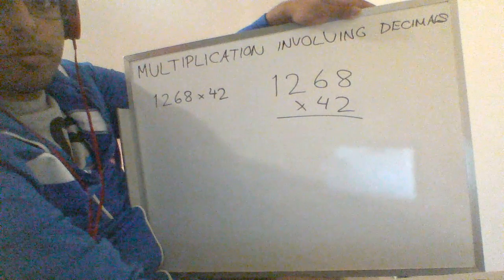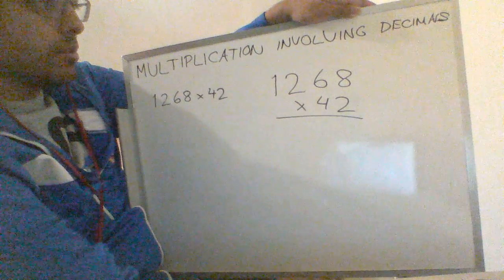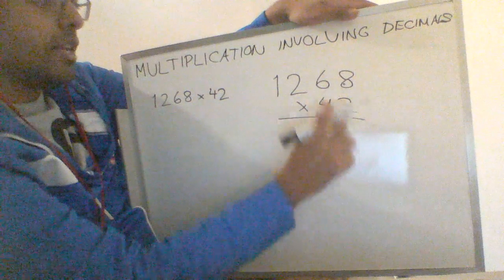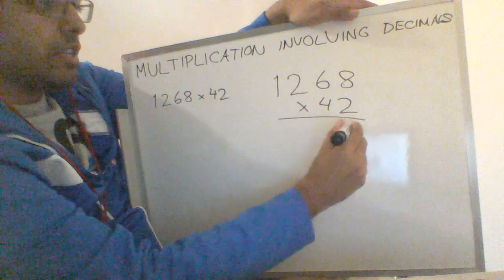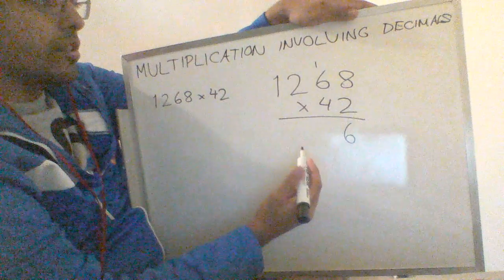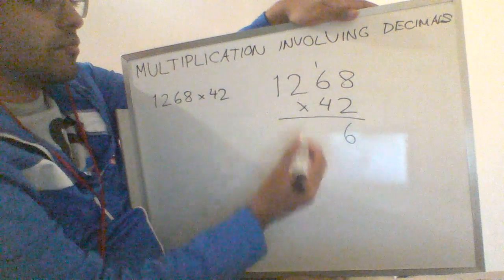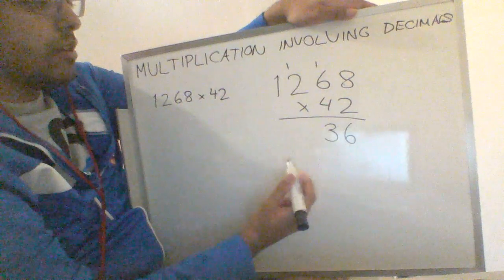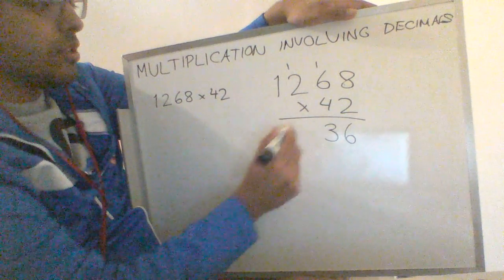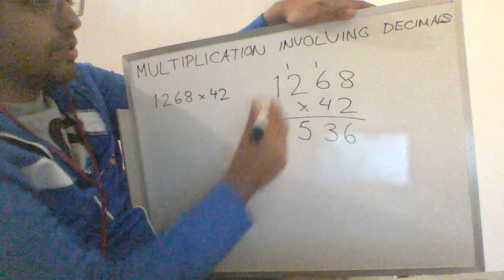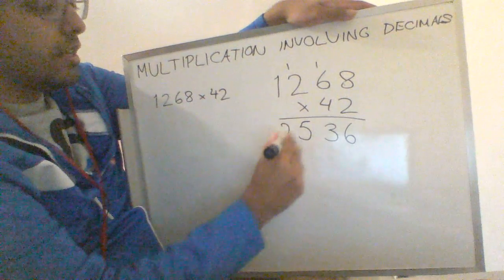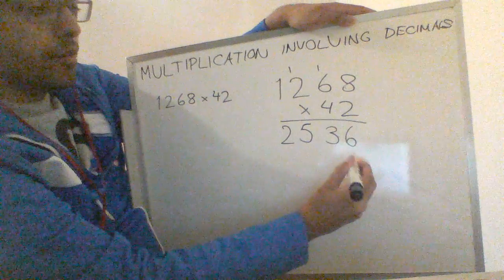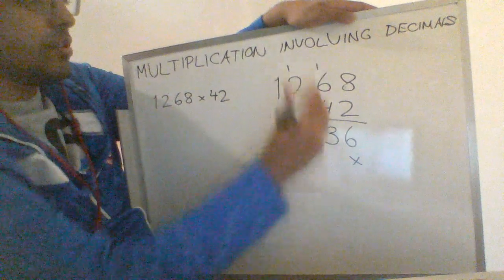If we were to do this problem the way that we did it before, without any decimals, then it's straightforward, right? We've done this type of problem many times before. So we start with this 2 over here, and we do 2 times 8, and that's going to give us 16, so we put a 6 down here, carry the 1, 2 times 6 is 12, plus 1 is 13, so that goes there, carry the 1, 2 times 2 is 4, plus 1 is 5, and 2 times 1 is 2, so we get 2,536 in that line.